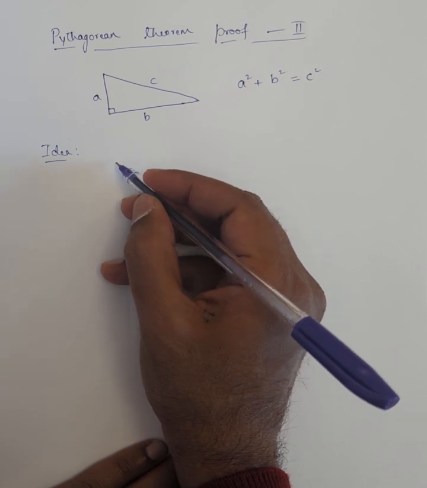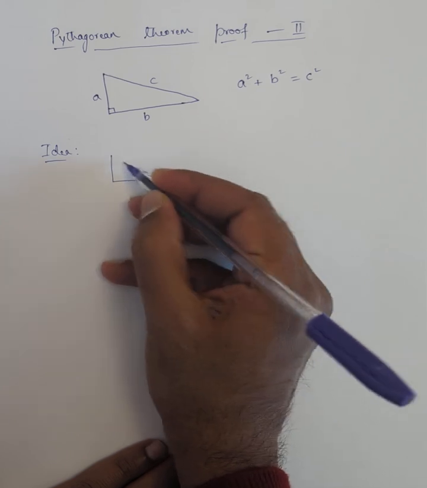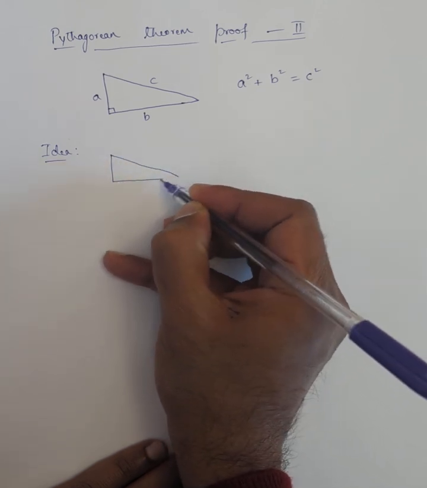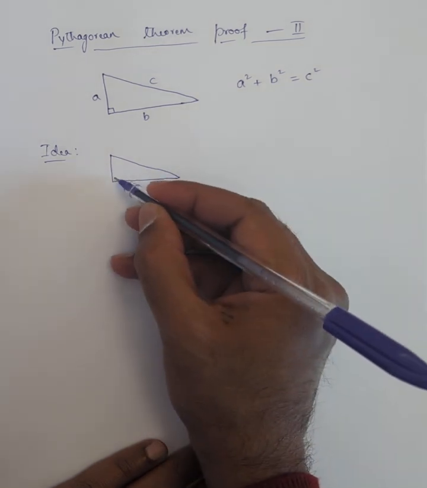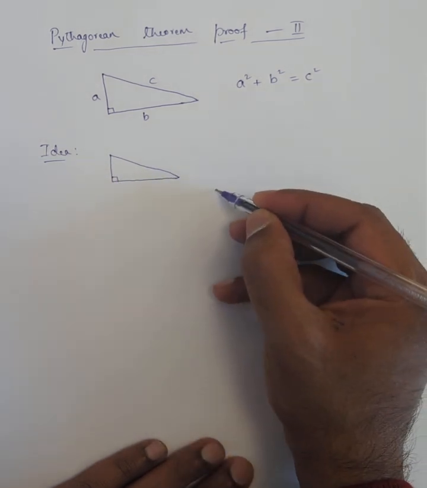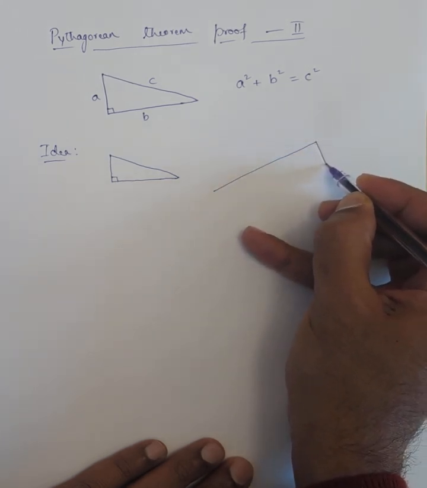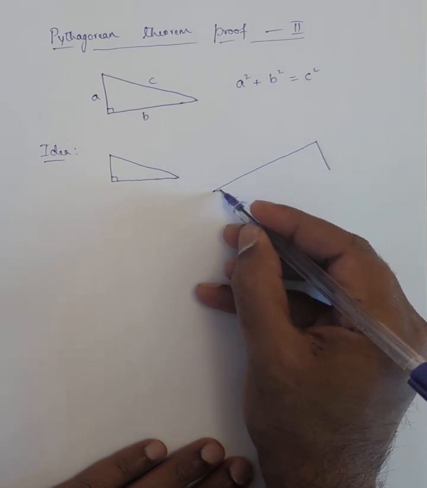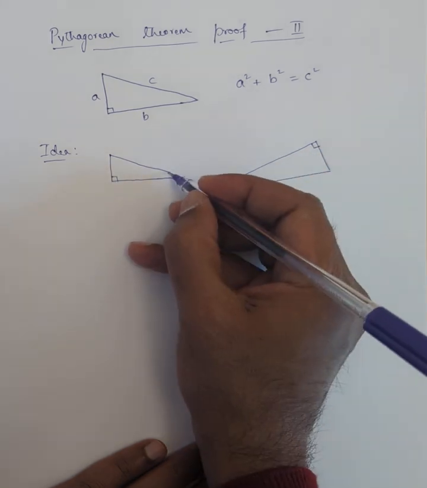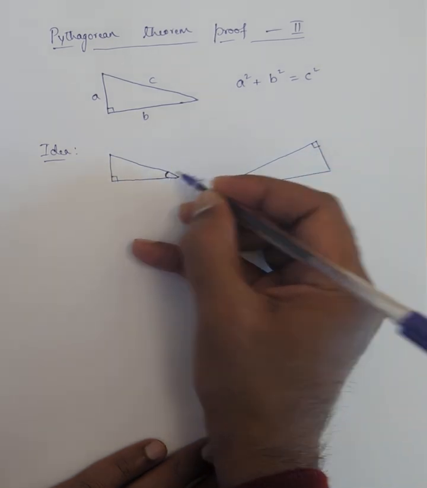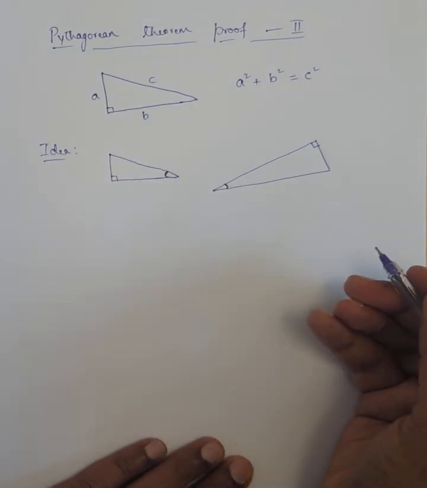What is the idea? The idea is if you have two right triangles, it does not matter what size they are, but let's say I have one smaller right triangle and another big right triangle, and it is also rotated. But if one of the acute angles matches, then these two triangles will be similar.